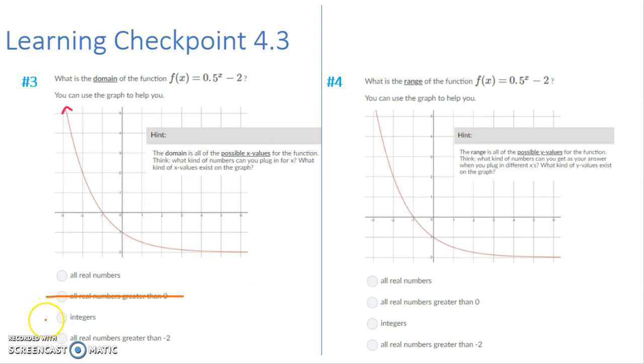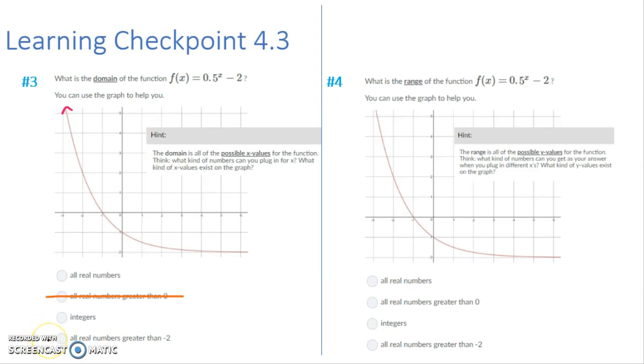Integers are your counting numbers that you can count on your fingers and their opposites. So that would just be 1, 2, 3, 4, 5, 6, and their opposites with nothing in between. So go look at the graph and think, does my graph only exist at the point 1, at 2, at 3, or do I have some graph in between?